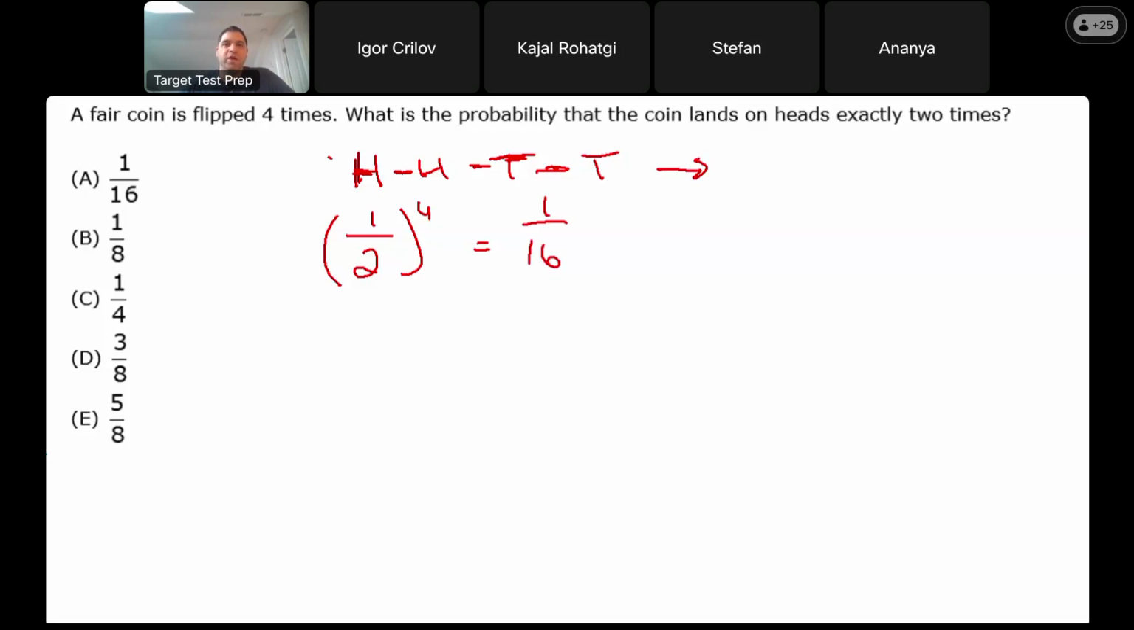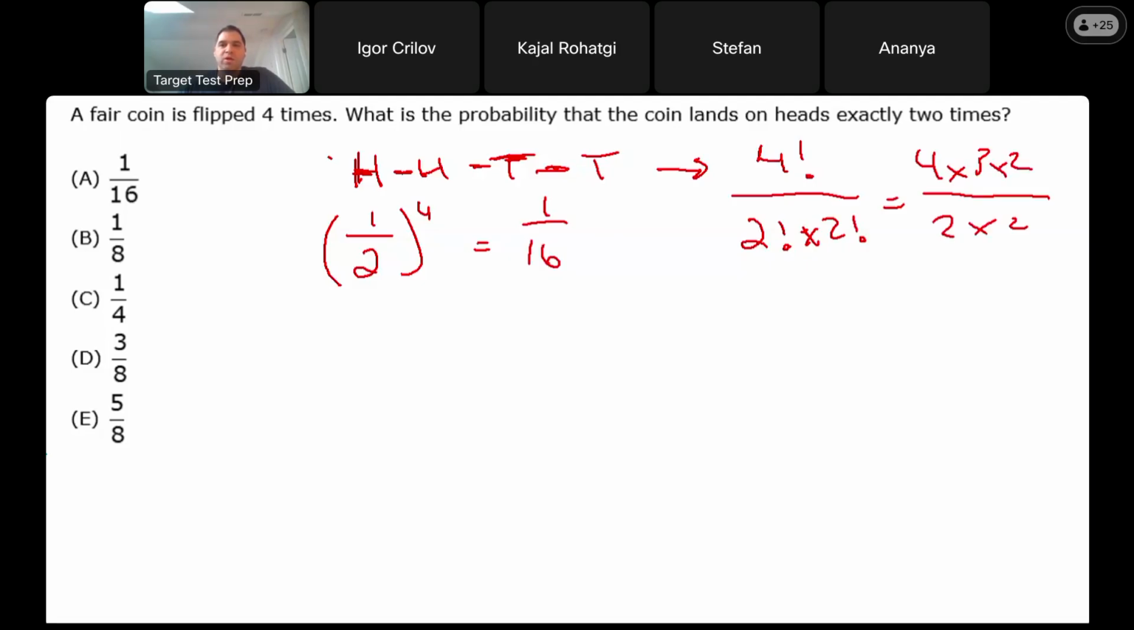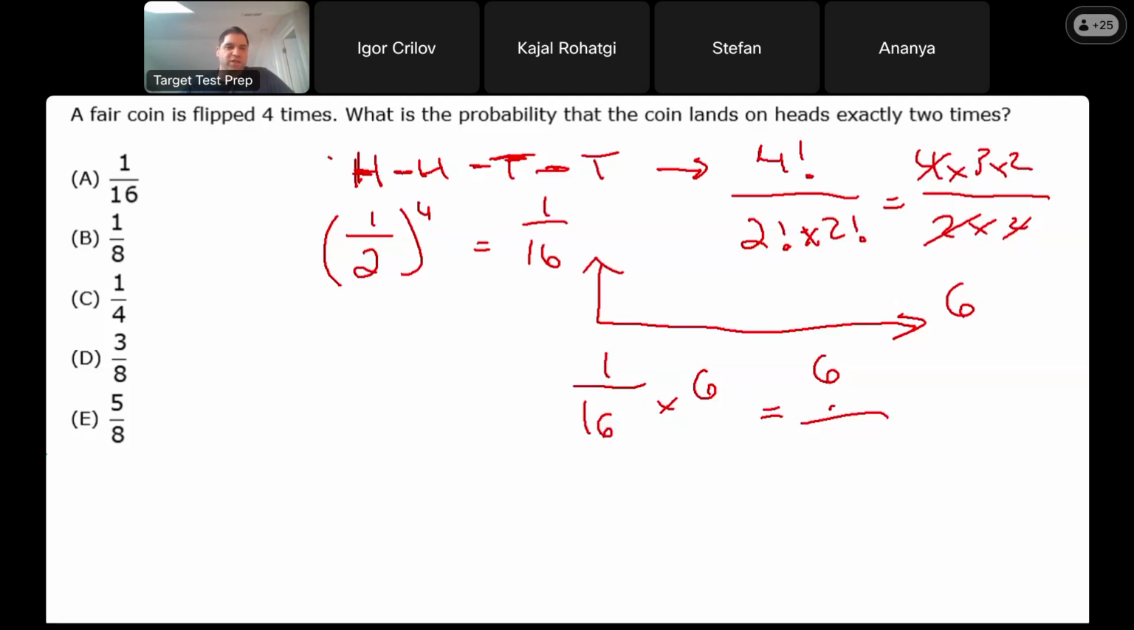So that gives us 2 factorial. There's 4 total letters, so it becomes dividing out the repeats, 4 factorial over 2 factorial times 2 factorial. So 4 times 3 times 2 over 2 times 2, that's going to give us 6. So then what we do is we multiply 1/16 by 6, 6/16 gives us 3/8, and that's our final answer.